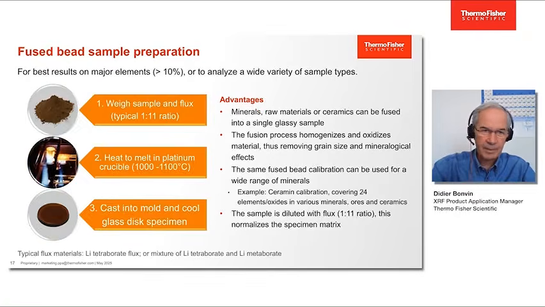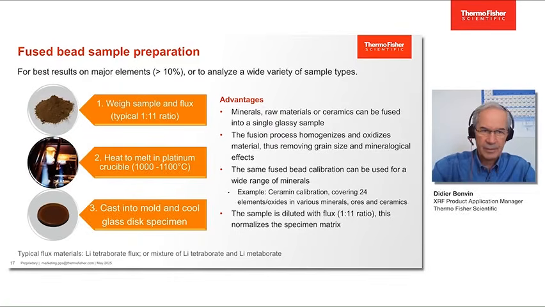The second way of preparation is the fused bead sample preparation. In this case, we are going to turn our mineral sample into a glass disc through fusion. In a fusion machine, we see here typical gas fusion machines, but there are also existing electrical fusion machines that are more and more used right now.